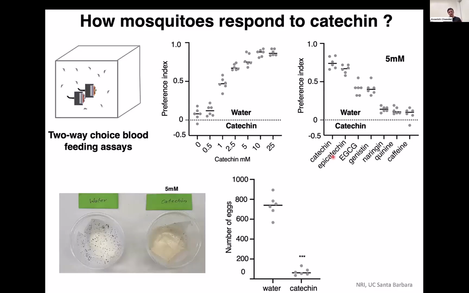Other than this, we also performed egg laying assays where we put two egg laying cups, one with water and one with 10 millimolar catechin, and we allowed the blood-fed mosquitoes to lay eggs in these cups. And we found that as compared to water, where the egg laying was very high, very few mosquitoes laid eggs, or there were very few eggs in the cups which have 10 millimolar catechin in them. So from these experiments, we conclude that mosquitoes are avoiding catechin, and it's not general avoidance to all the bitter chemicals. It's avoidance to this specific chemical, catechin, or a similar class of chemicals that are structurally related to this chemical.